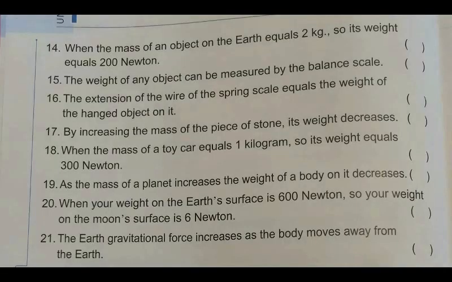Number 14, when the mass of an object on the earth equals 2 kilogram, so its weight equals 200 newton. How did we calculate the weight? The weight is the mass times 10. The mass in kilograms, 2 times 10, gives 20. Here it gives 200, so the answer is wrong. We say equals 20 newton.